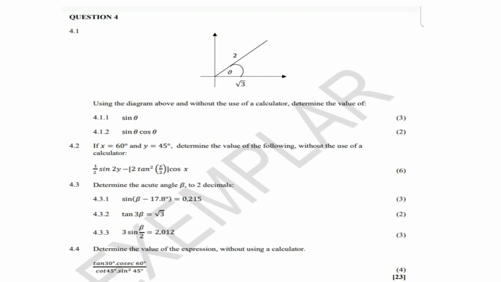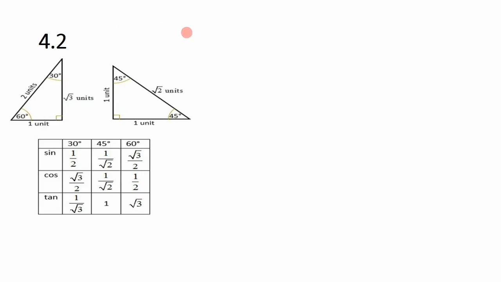So we have 4.2. It says if x is equal to 60 degrees and y is equal to 45 degrees, determine the value of the following without the use of a calculator, right? So what do we have there? We are given that x is equal to 60 degrees and y is equal to 45 degrees. And the question that we have goes as half sine 2y minus 2 tan squared x over 2, then close bracket, cos x, right?